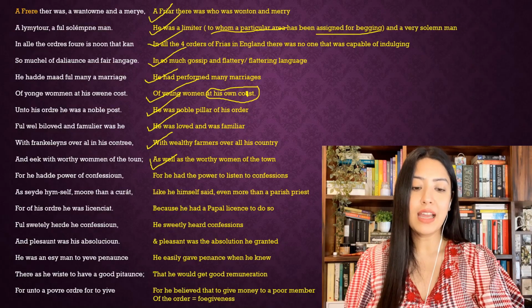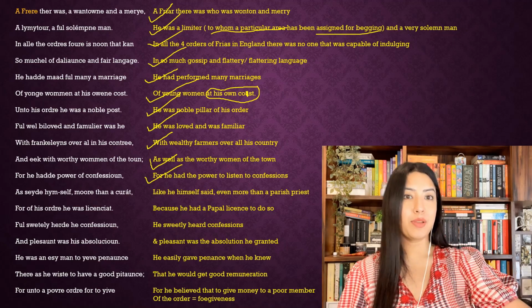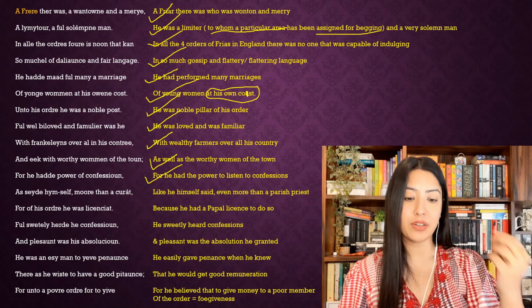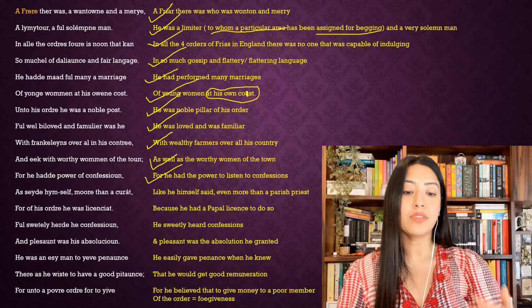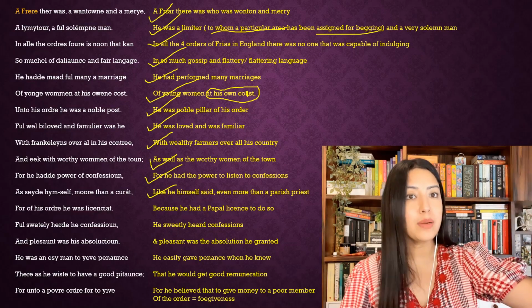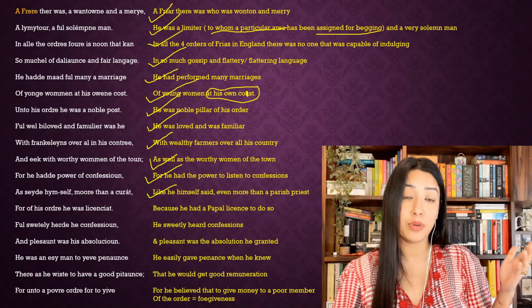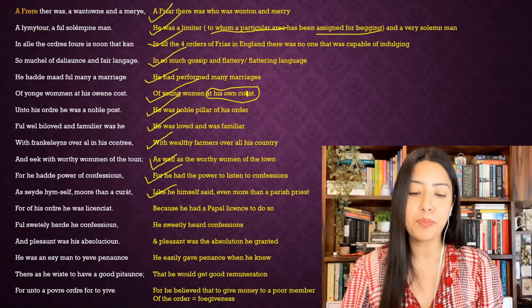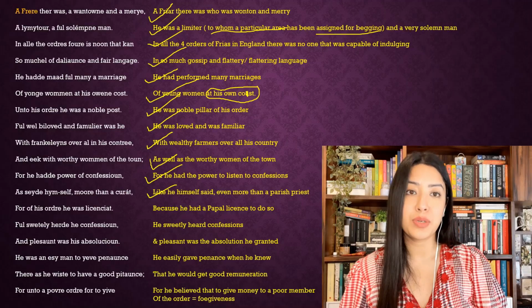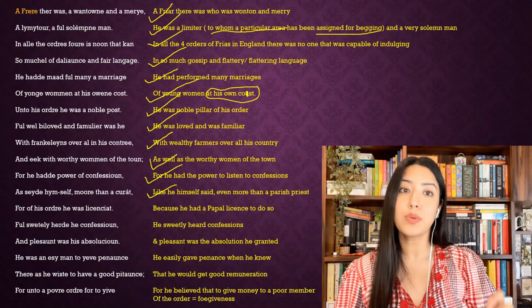So, for he had the power to listen to confession. He knew all the women of his town because he knew the power of confession. And like he himself said, even more than a parish priest. The friar is saying that he has more power than the parish priest to listen to confessions, because he had the papal license to do so. So he was given a license.